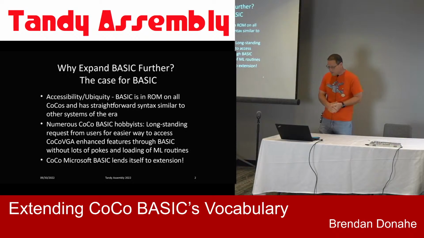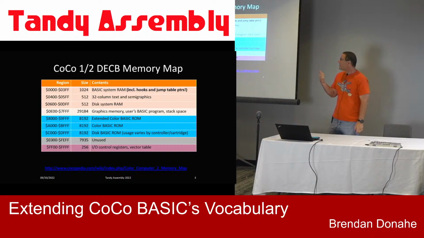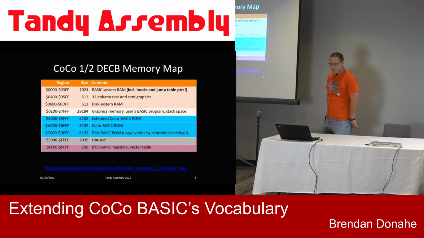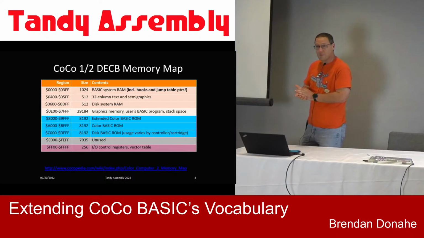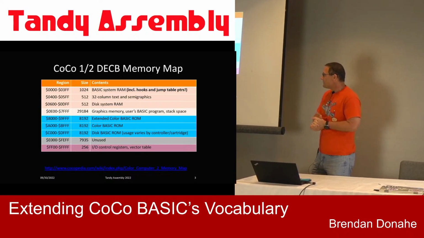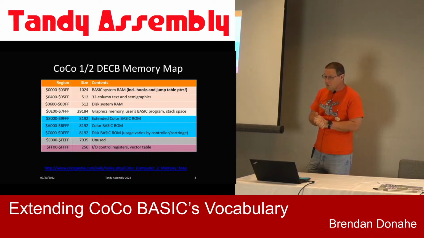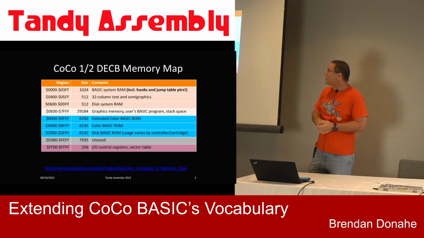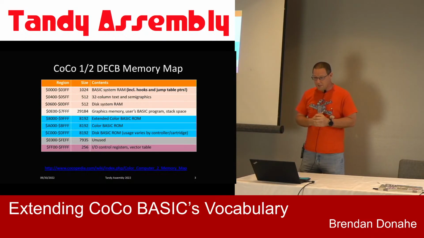So with that, let's start by talking about the Disk Extended Color BASIC memory map. This applies to both a 32K system and a 64K system, although I will be focusing on 64K systems. The lower 32K, 0 to 7FFF, is a RAM region. It's used by BASIC, and by the user for their own code, stack space, things like that. The upper part, shown on the lower part of the table, is ROM, registers and a little bit of unused space. Notice that at the very bottom of memory there's some BASIC system RAM, which includes some hooks and some jump table players. We'll be coming back to that very shortly.